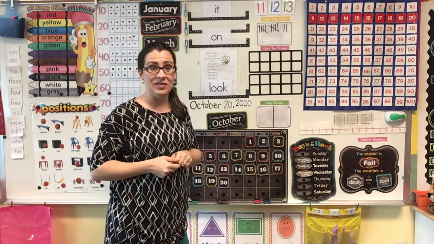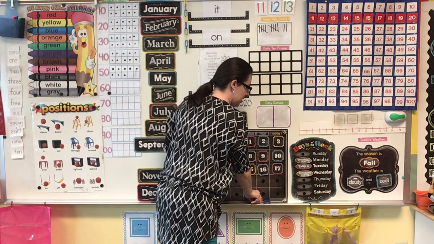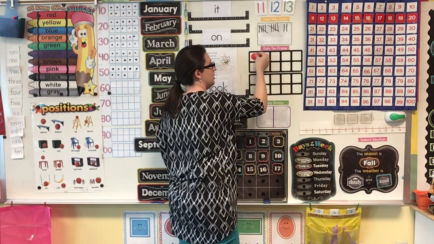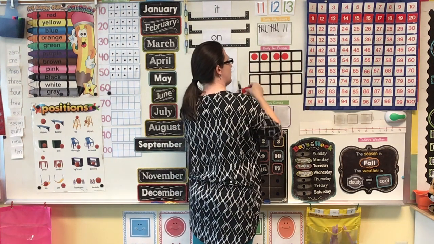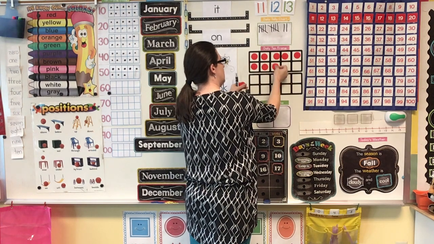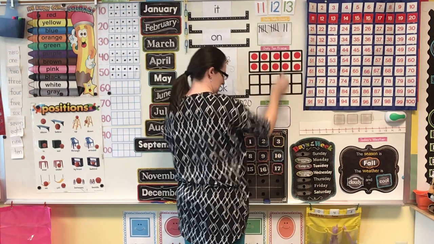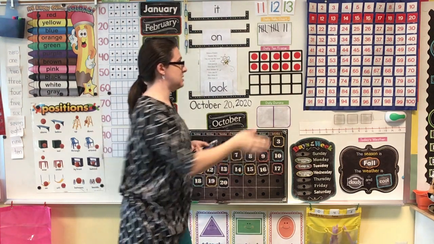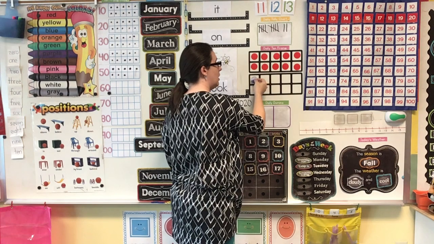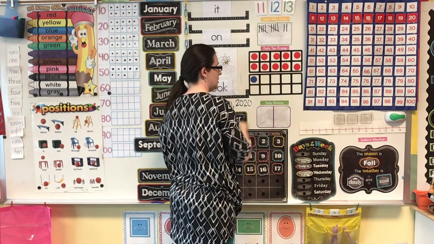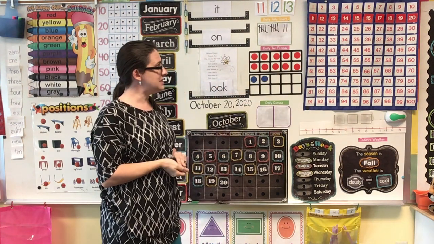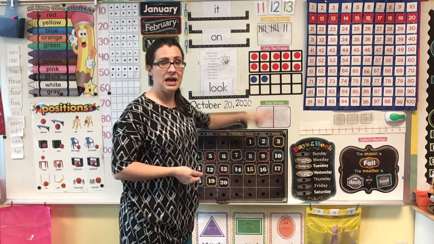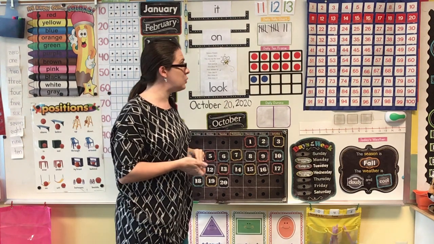And we need to show 12 on the 10 frame. We already know we're going to fill up this whole top one because that's 10, right? And 12 is more than 10. So there's my 10 for my 10 frame. Do you know how many more I need to get to 12? Well, let's see. So we have 10, right? 11, 12. This is what 12 looks like with 10 frames. The first 10 frame has 10 and the next one has 2. That is what 12 looks like.